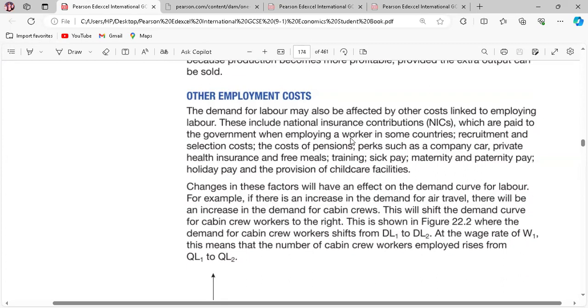That is, if the cost of employing workers is less, the demand curve will shift from DL1 to DL2. But if the cost of employing workers is high, the demand curve will shift leftward from DL2 to DL1, which means the quantity needed of labor would fall from QL2 to QL1.